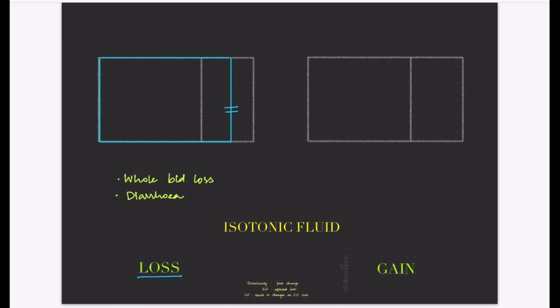So this is called isotonic volume contraction. Here the fluid has been lost from the ECF compartment, but everything else remains the same. Now coming to gain of isotonic fluid, this can happen in a condition where isotonic saline has been infused to the patient.